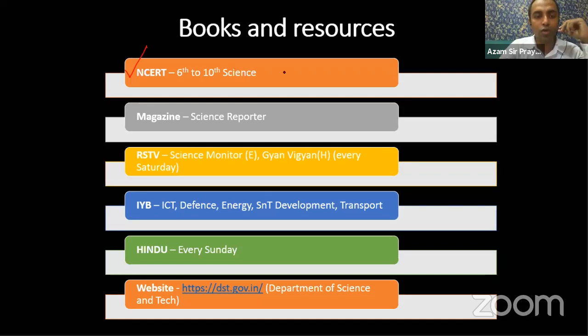For history, geography, economics, polity, you can refer 11th and 12th. But for science and technology, I would suggest 6th to 10th only.